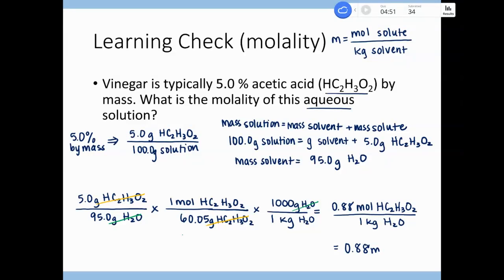Questions on this one? Yeah. Is it supposed to be lowercase or big? It's lowercase. Yeah, molality is lowercase.